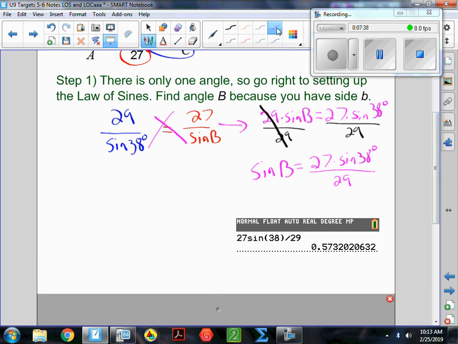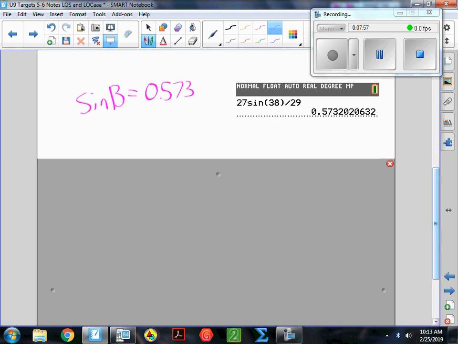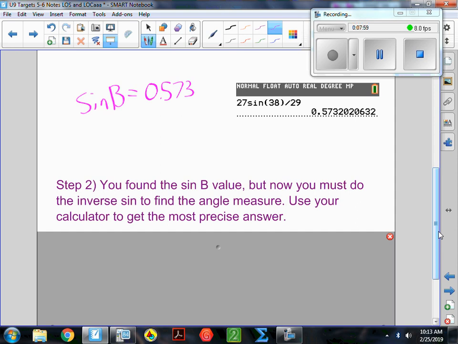What that means is that the sine of B, in other words, the ratio that goes with angle B, is 0.573, and it just keeps going. Okay, I don't want the sine of B, I want angle B. Anytime we have the ratio and we want to find the angle measure, we're going to type in the inverse. So step 2, you found the sine B value, but now you must do the inverse sine to find the angle.